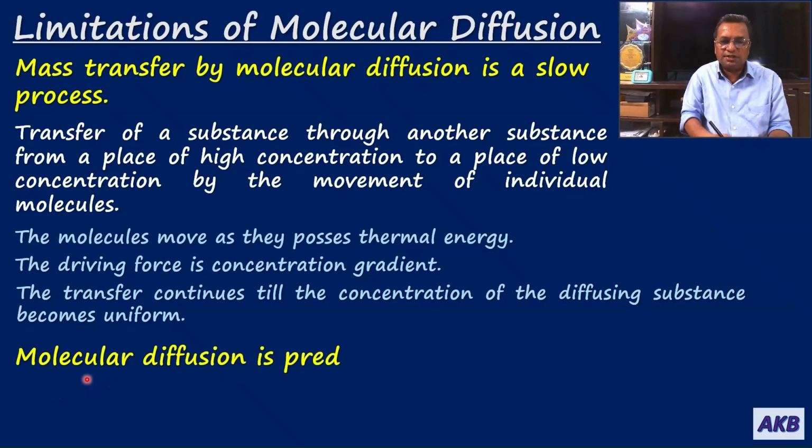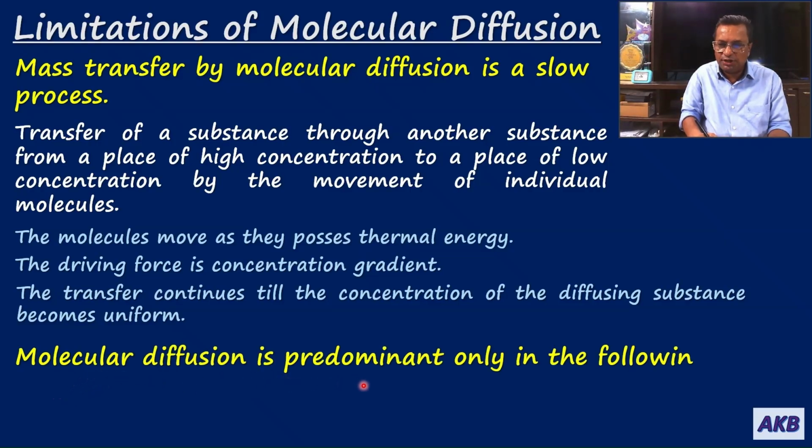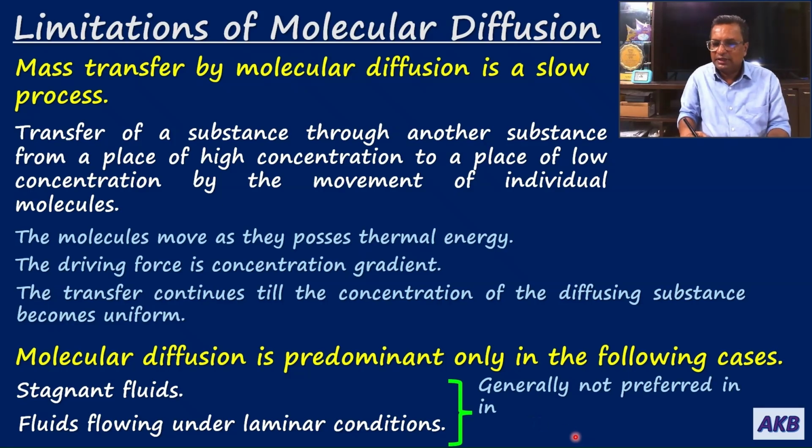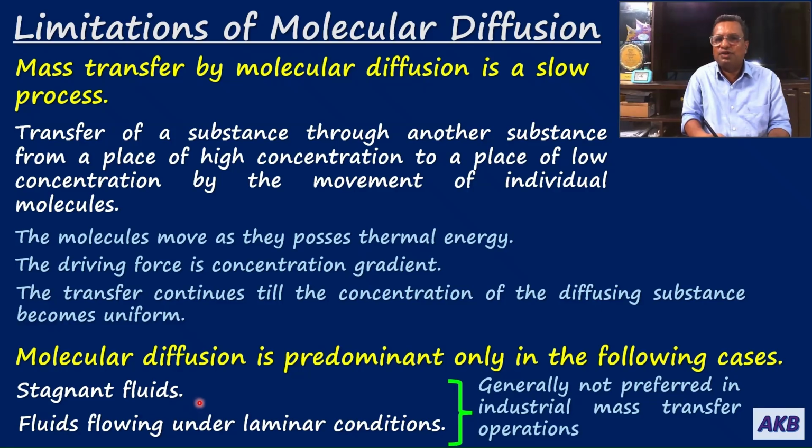Then the second limitation is that molecular diffusion is predominant only in the following cases. Which cases? In stagnant fluids and in those fluids which are flowing under laminar conditions. But both the cases are generally not preferred in industrial mass transfer operations. We don't need stagnant fluids in industrial mass transfer operations. We don't need fluids that flow under laminar conditions in industrial mass transfer operations.